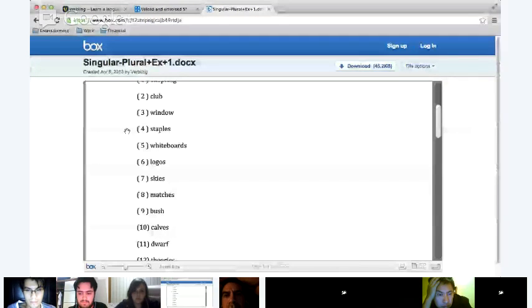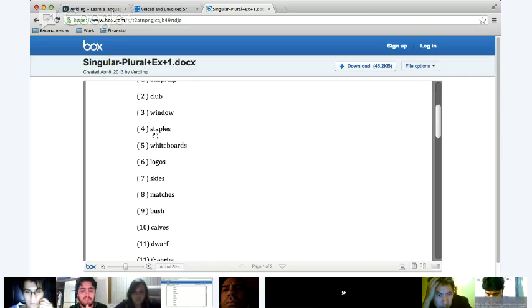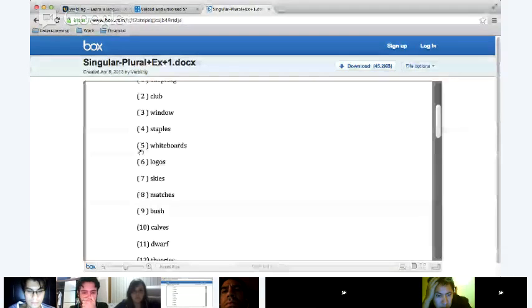Staples, whiteboards, logos. Okay, now staples, is that going to be the singular or the plural form? Plural. Okay, what would be the singular form? Staple. Okay, staple, good. All right, how about number 5? Is whiteboards singular or plural? Plural. Okay, what's the singular form? Whiteboard. Okay, whiteboard, good. How about number 6? It's plural. Logos, and singular is logo. Yeah, so logo. Okay, good.